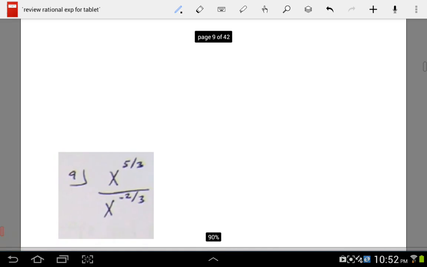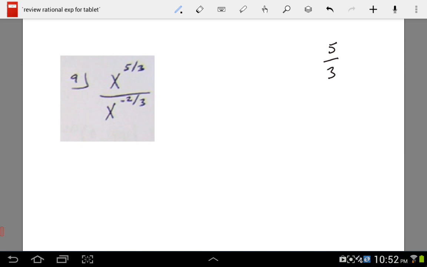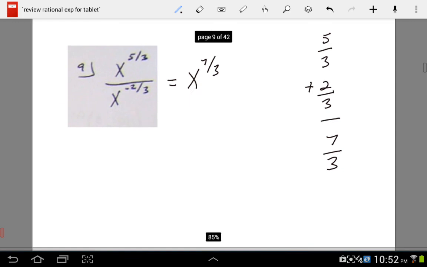Okay, number 9, another division here. So I'm going to subtract my exponents. Now, so again, we need a common denominator, and this is kind of nice. They already have a common denominator, but this is negative down here, so this would really be 5/3. If I said minus a negative, because I'm supposed to subtract my exponents, if I say minus a negative, that would really be plus 2/3. So 5/3 and 2/3 here would be 7/3. So this is x to the positive 7/3 power.